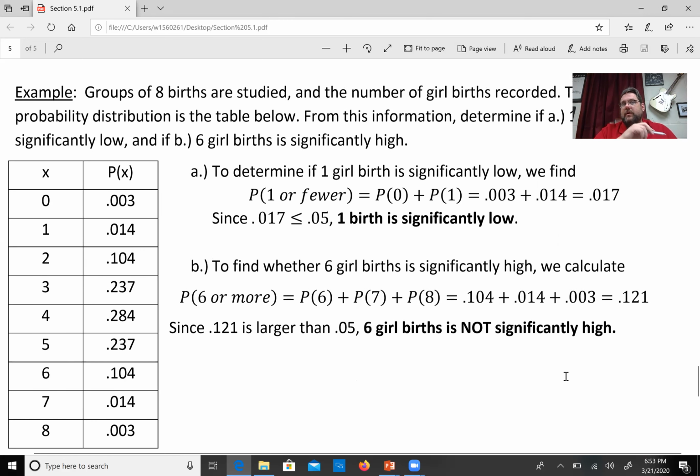So let's look at part A. And we're going to use this right here. I want to know if it's significantly low. So I'm going to use the second part up here. I want to know if the probability of 1 or fewer is less than 0.05. Okay, 1 or fewer. That'd be either 1 or 0. That's the two options we had. So if you look right here, that's what I did.